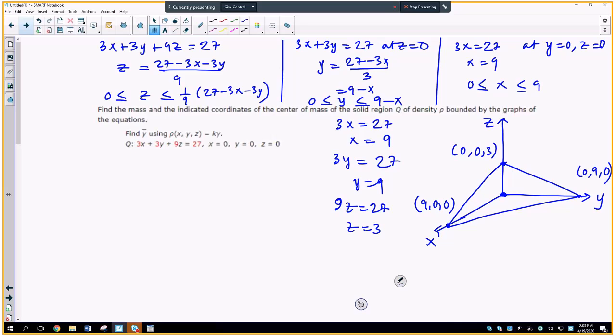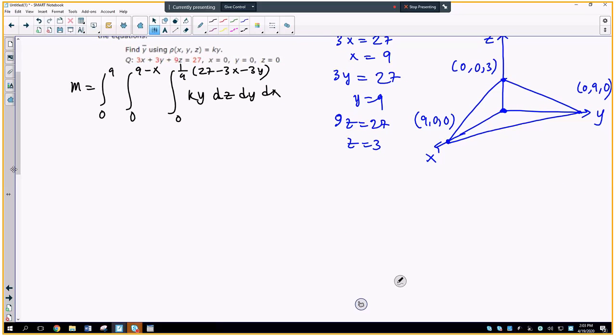Now it is time to set up my mass integration. So m is the integral from 0 to 9, 0 to 9 - x, 0 to (1/9)(27 - 3x - 3y), of the density function ky dz dy dx. When I'm doing this integration, I'm just doing a polynomial integration, but we have to be a little tricky in order to save some of the energy and work. So k can be taken out and the integration of dz is just z within the limits of 0 to (1/9)(27 - 3x - 3y), dy dx.